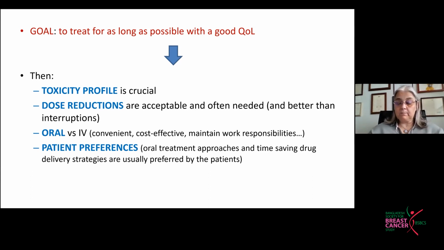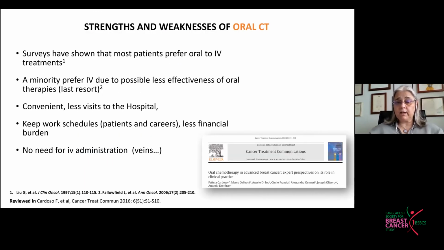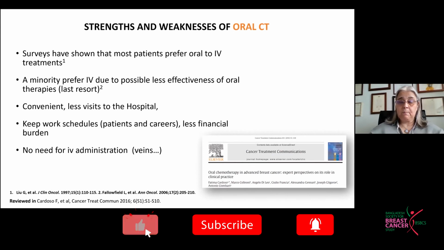This is a review that you can have a look at if you want regarding the strengths and weaknesses of oral chemotherapy, and that makes it the preferred route of administration for metastatic patients.